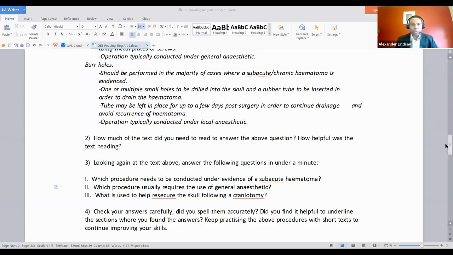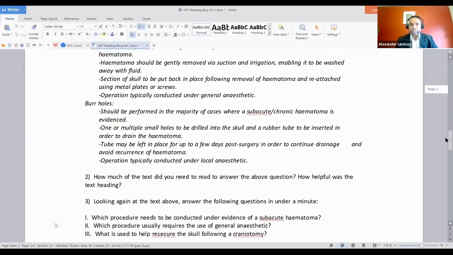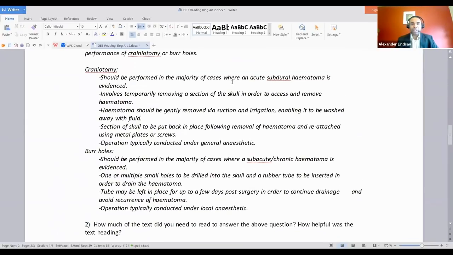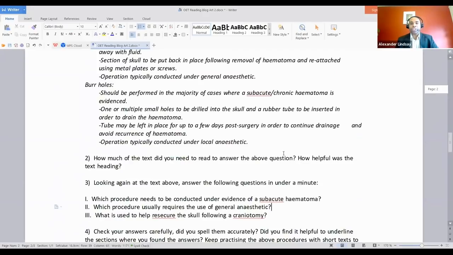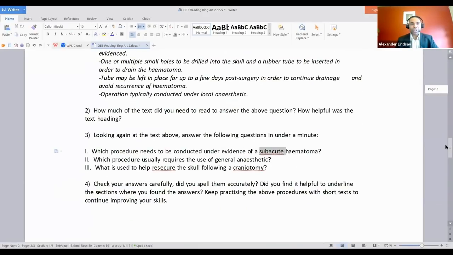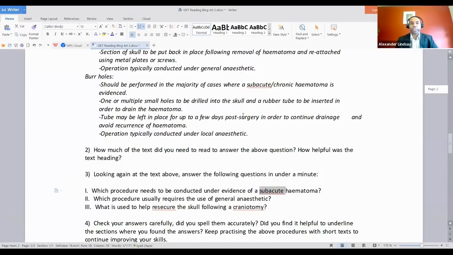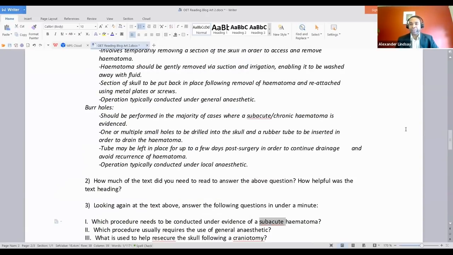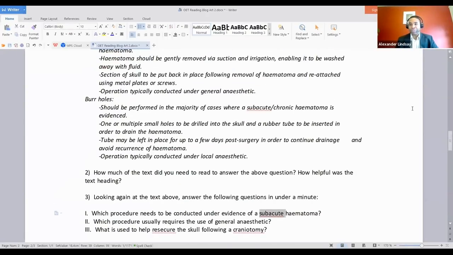But let's see then. So which procedure needs to be conducted under evidence of a subacute hematoma? So remember, again, this is where we're scanning. We're looking for specific words. So let's see what it says about craniotomy. Should be performed in the majority of cases where an acute subdural hematoma is evidenced. What did the question say? Well, the question was actually looking at subacute hematoma. So if we have a look here, what about burr hole? Should be performed in the majority of cases where a subacute or chronic hematoma is evidenced. So for those who put burr holes, you were correct. So here we are. We know which text we're looking at because there's only one text to go through. But when we're scanning, we need to really make sure that we found the correct answer. This is why I gave the advice before about underlining.